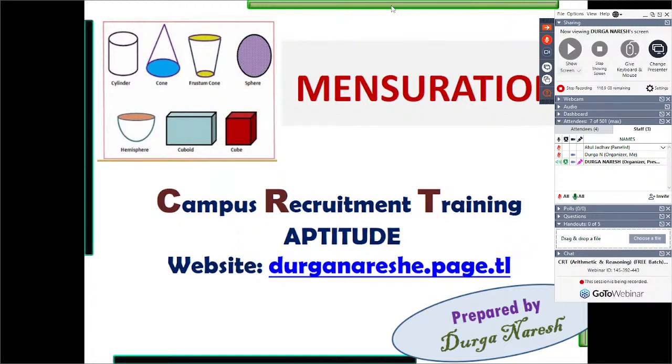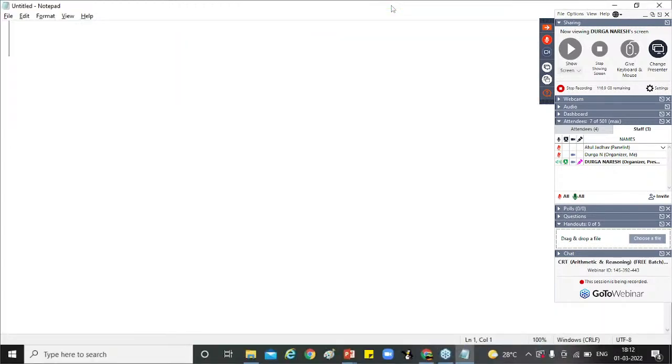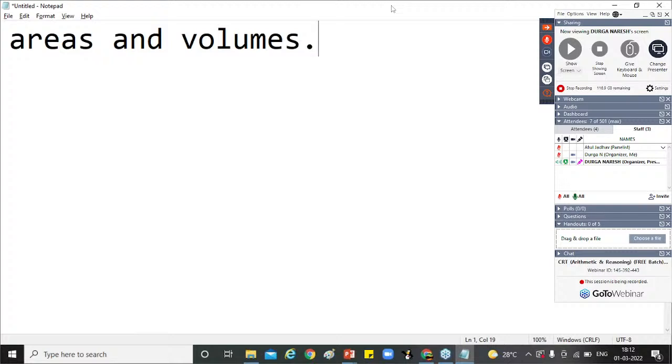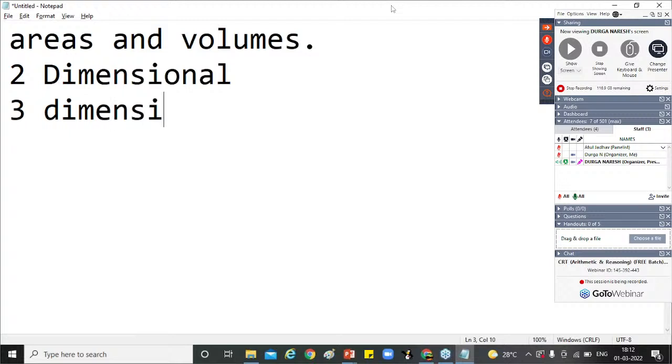Mensuration means it deals with areas and volumes. There are two types of figures. The first one is two-dimensional, and the second one is three-dimensional. Okay, so we'll see each and every diagram, and moreover, every problem depends on the diagram. So try to focus.